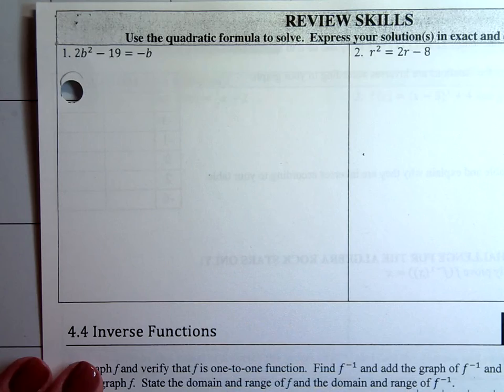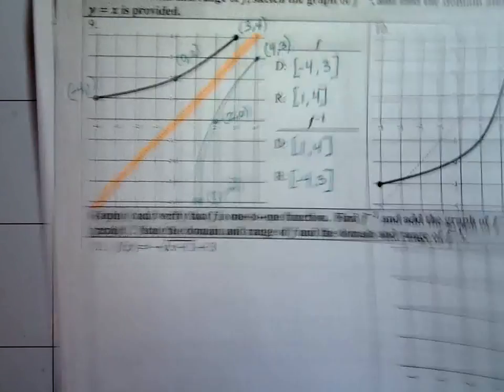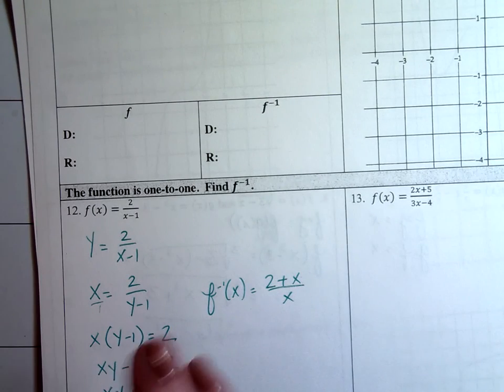And that's it. All right, then you're into skills review, which you don't have to do. Review skills, you don't have to do those. Okay, so you're left to finish numbers 1 through 13. Shoot me an email if you have any questions, and I will see you in class.